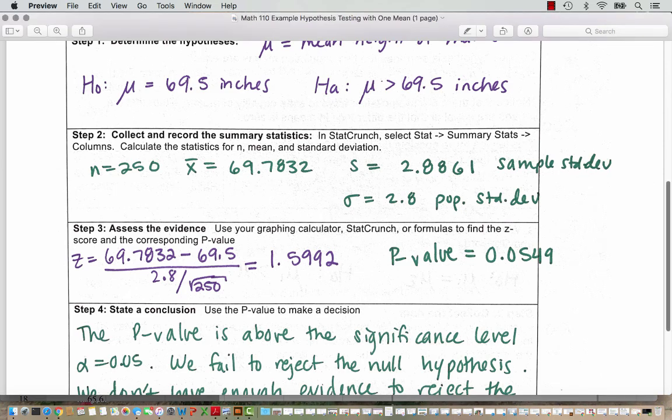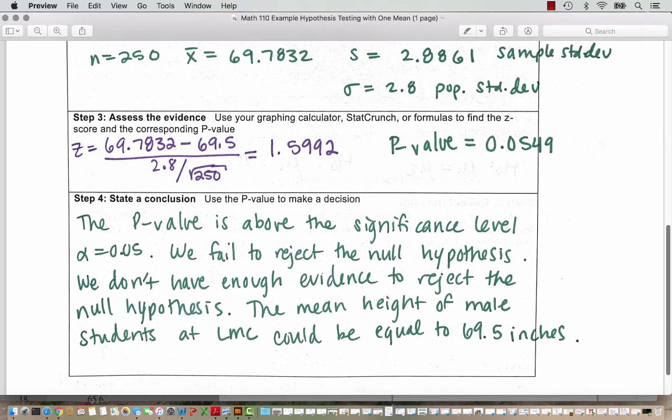So that's going to help us write our conclusion. So by default, we use the 0.05 significance level. We are not asked to use a different significance level, so our preferred value is 5% room for error, 0.05 significance level. So we write our conclusion. We say the p-value is above the significance level, alpha equals 0.05. We fail to reject the null hypothesis. We don't have enough evidence to reject the null hypothesis. The mean of male students at LMC could be equal to 69.5 inches. So we are stuck with a null hypothesis. We don't have enough data to say that the mean height is greater for male students at LMC.